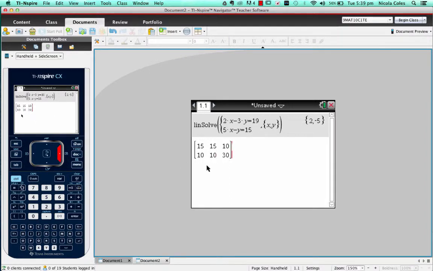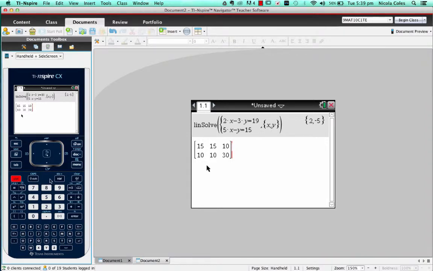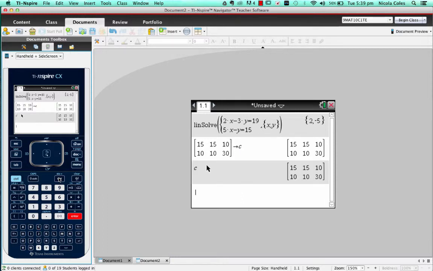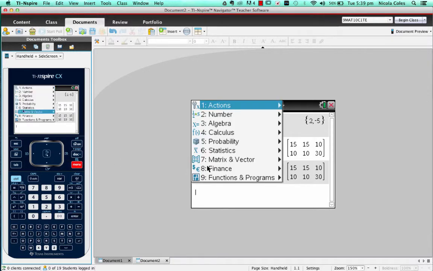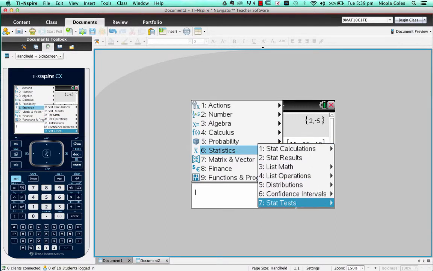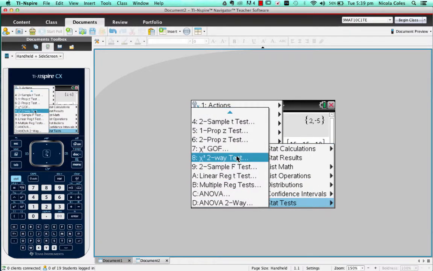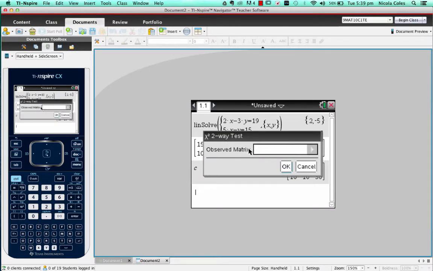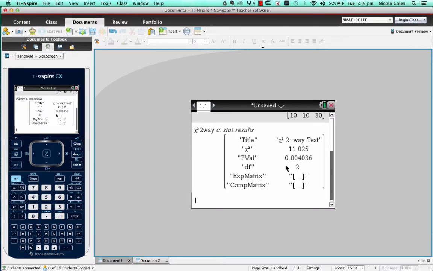And we want to store that somewhere. I'm going to store it in C. You can store it wherever you want. Okay, so let's just check. If I type in C, it should give me that matrix again. Good. Okay, now I'm going to go to menu, statistics, stats tests, and then number 8, chi-squared two-way table test. Observe matrix, well, we put it in C, so press OK. And here gives me the table with the chi-squared value. So the chi-squared value is 11.025.